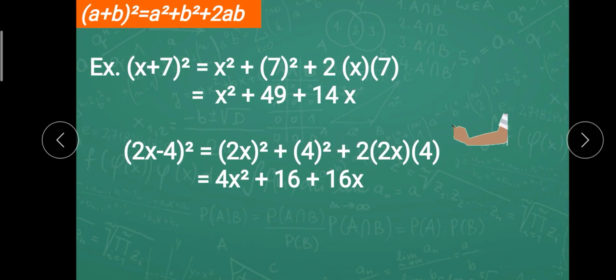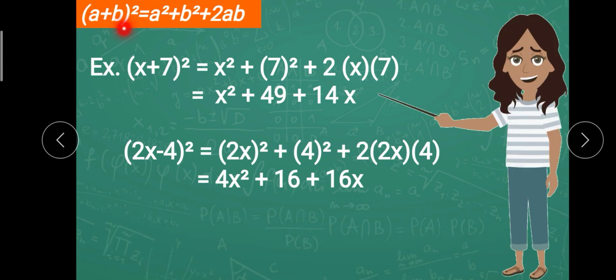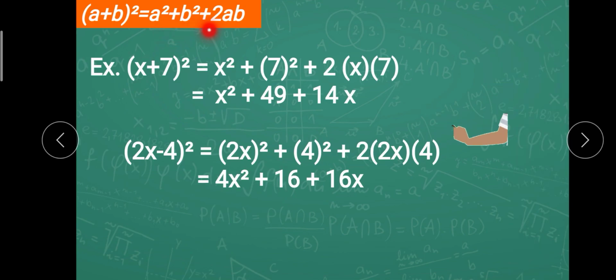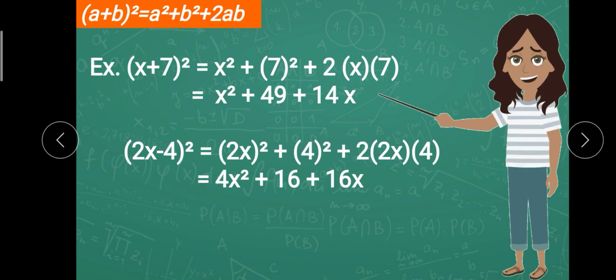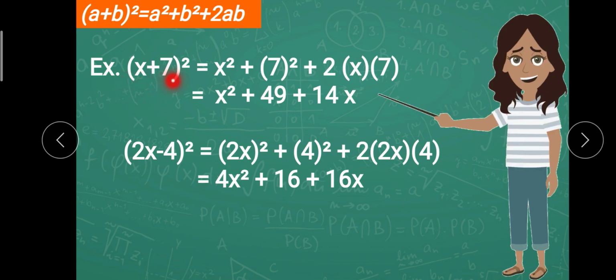So the first identity is (a plus b) whole square. So (a plus b) whole square is equal to a square plus b square plus 2 times ab. So let us take an example to clear this identity. So we have (x plus 7) whole square. So you can take x as a and 7 as b.